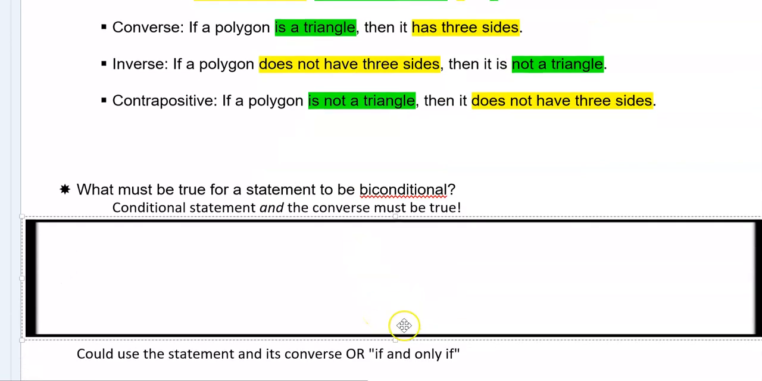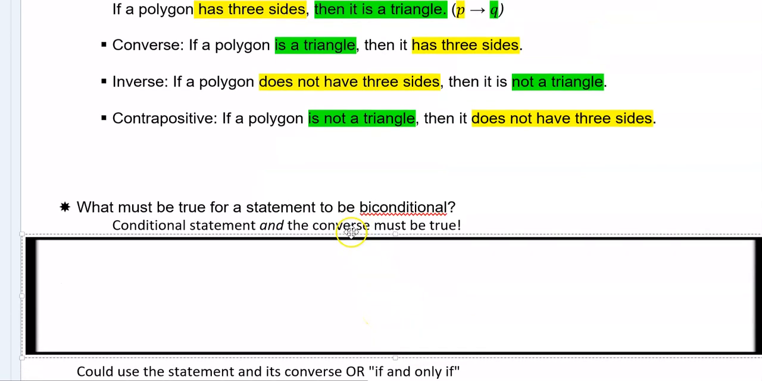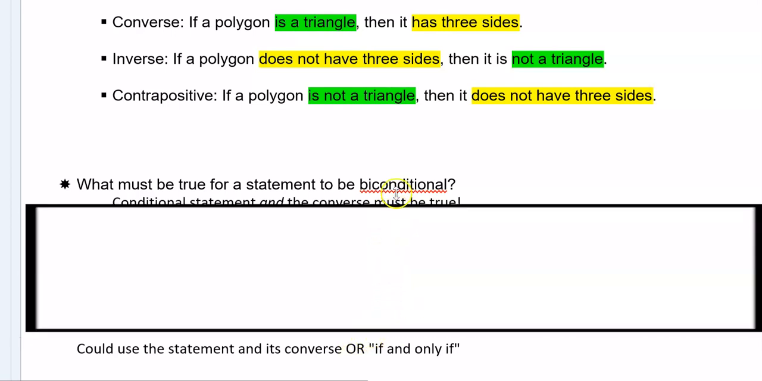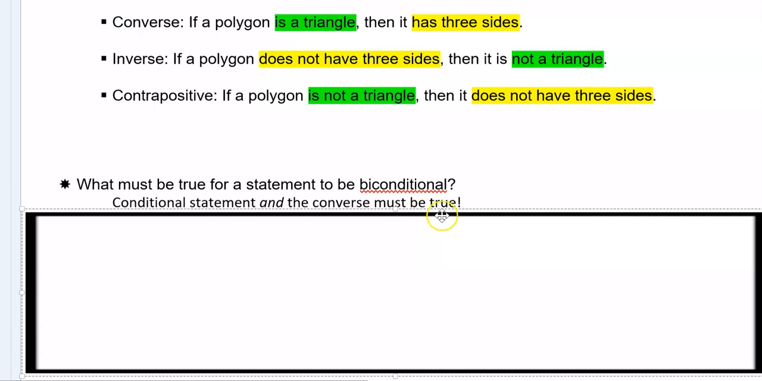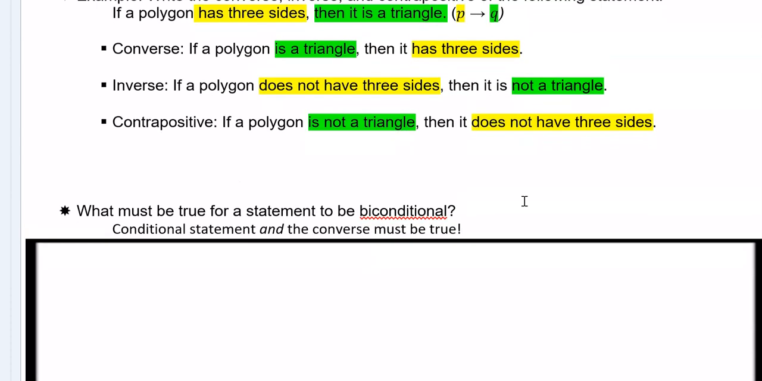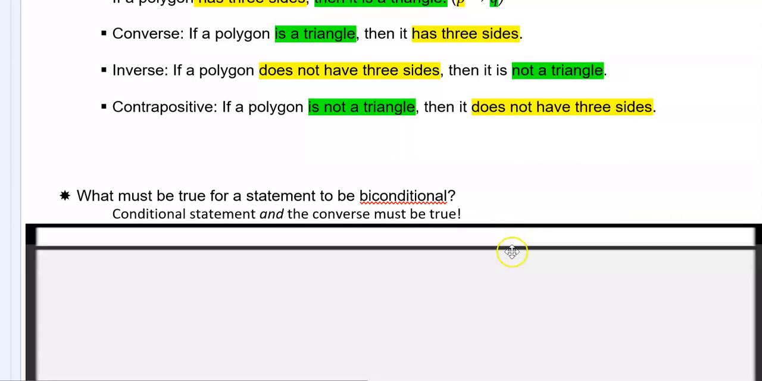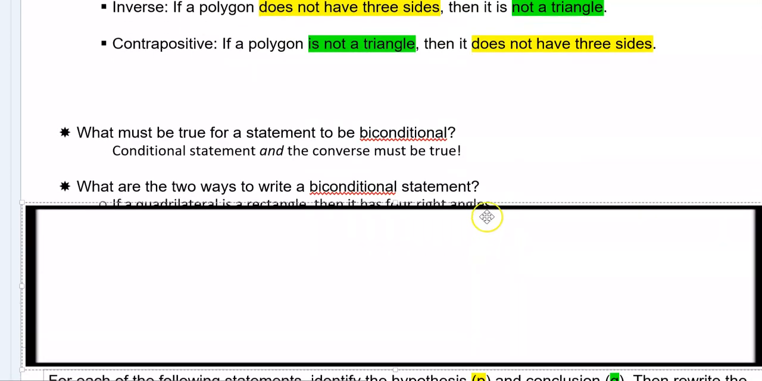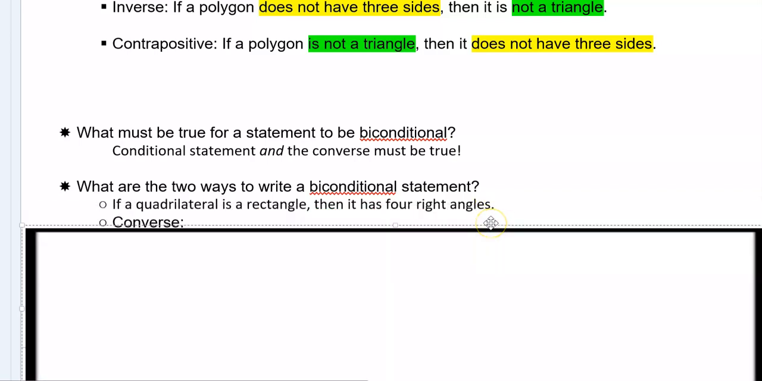In the final part of this video, we are going to talk about a biconditional statement. A biconditional is a statement where the conditional and the converse are both true. So if you flip the sentence around, it's still a true sentence, which is not the case for every single thing that you say. And there's 2 ways that you can write a biconditional statement.